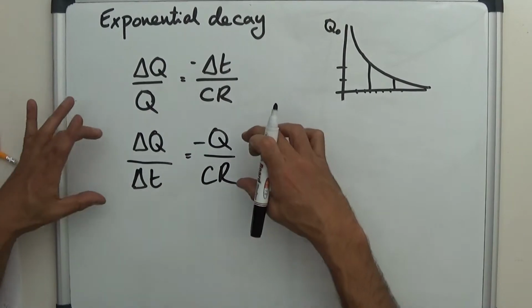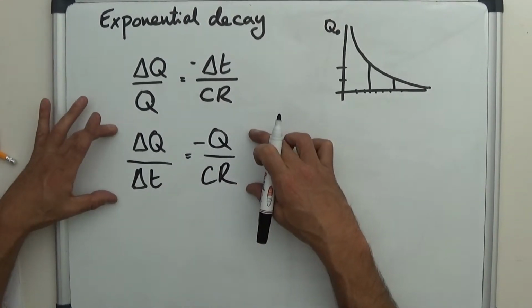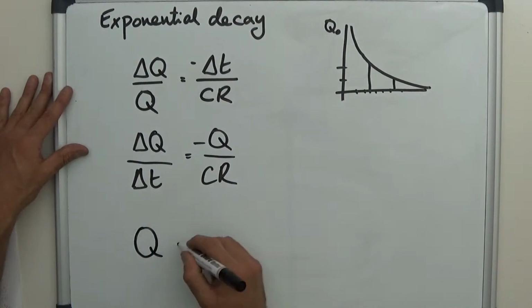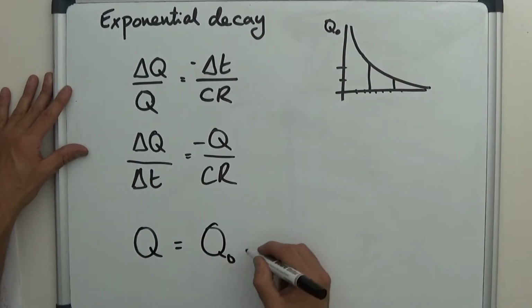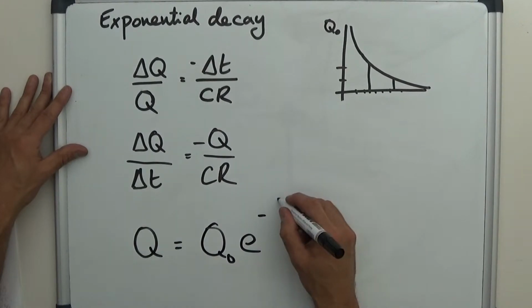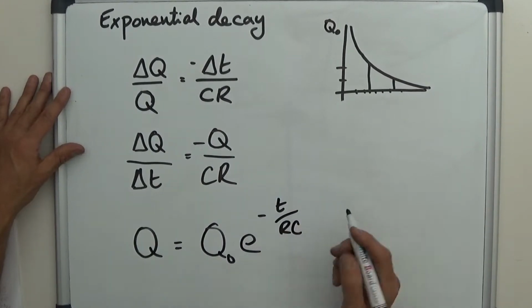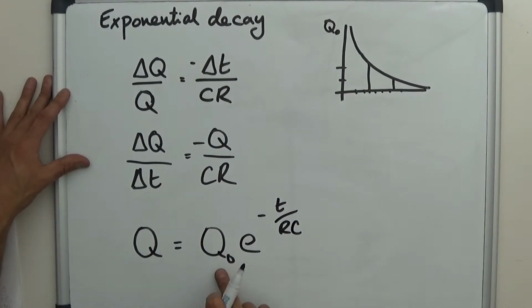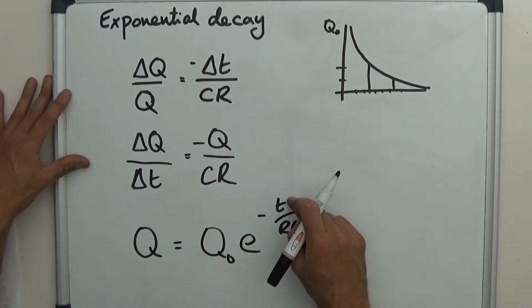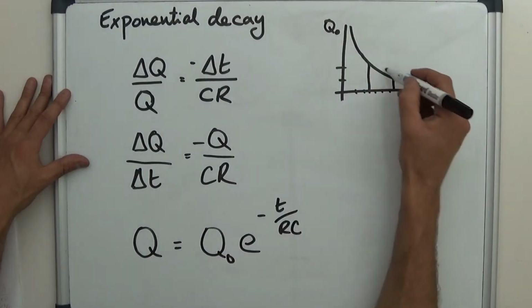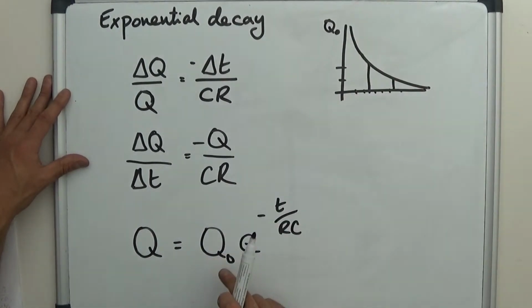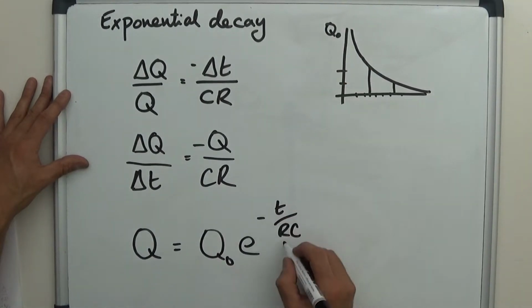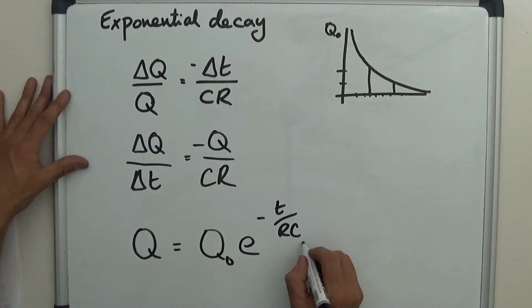Now, the solution to this, if you integrate both sides and rearrange it, you end up with an equation that looks like this: Q equals Q naught e to the minus t over RC. And this is the equation that relates the charge at any time to the initial charge and the time. So the charge Q at any value on this graph is given by Q naught up here, times e to the minus t over RC, where R is resistance and C is the capacitance.